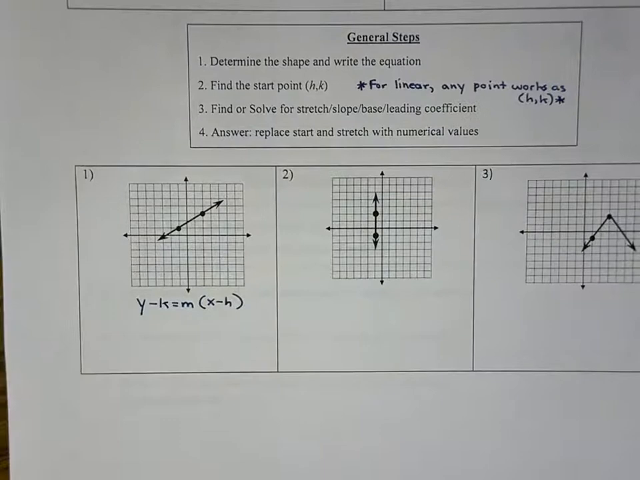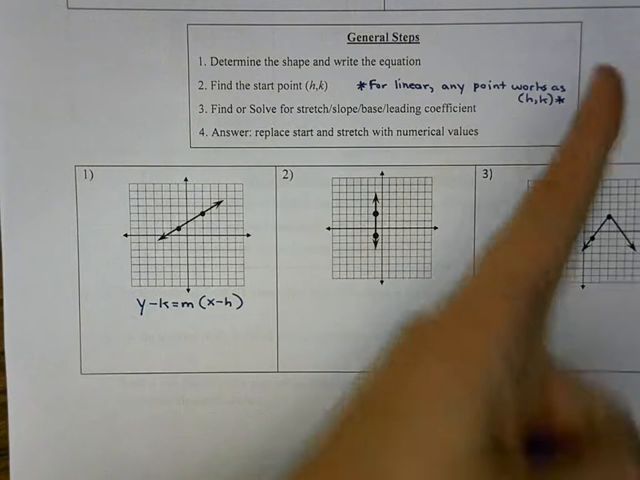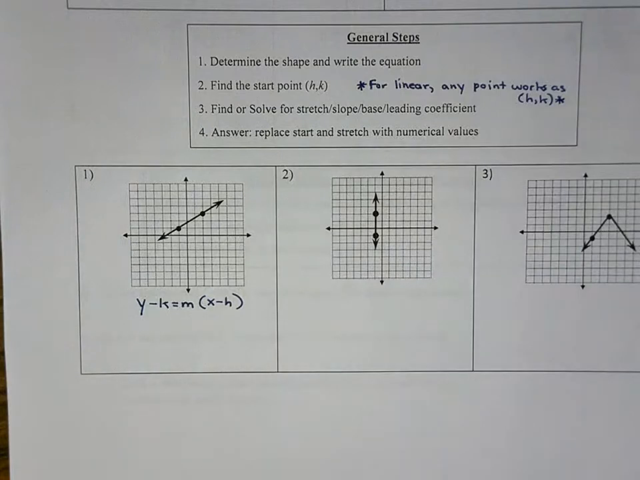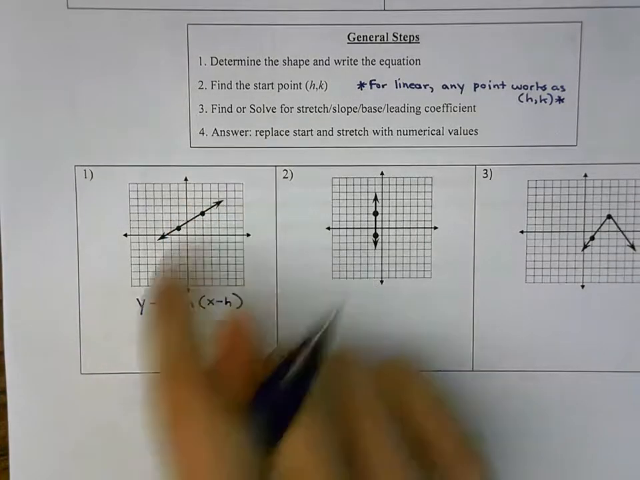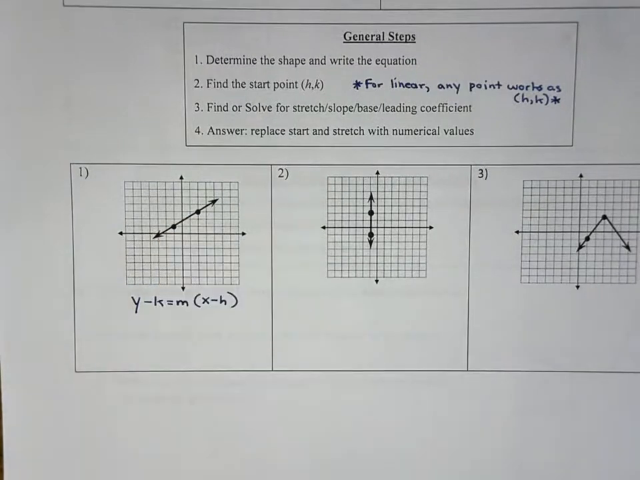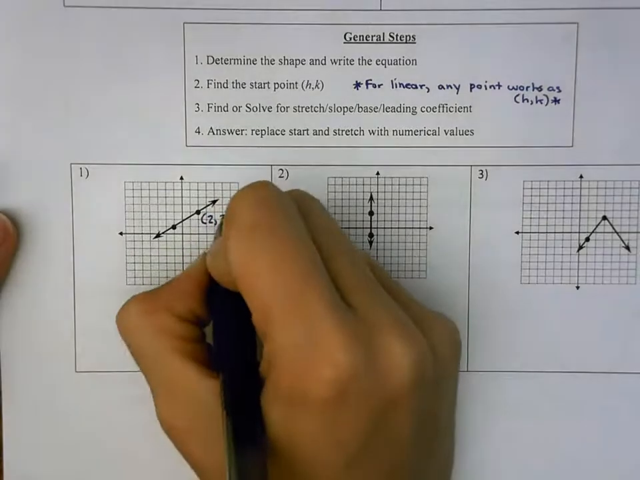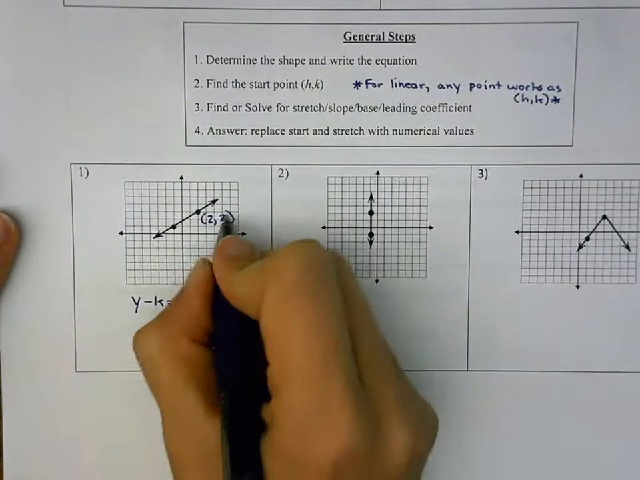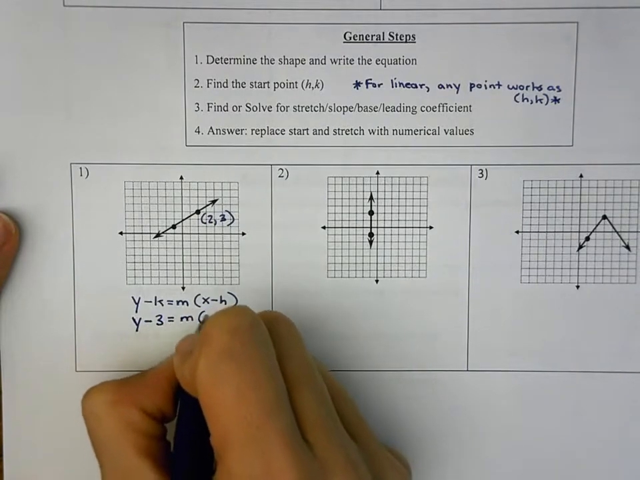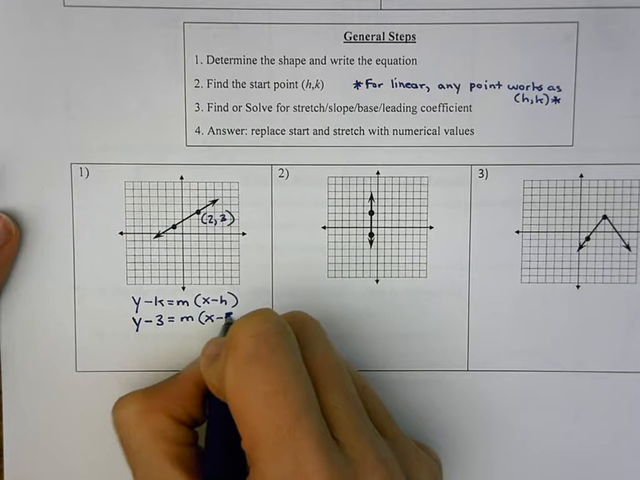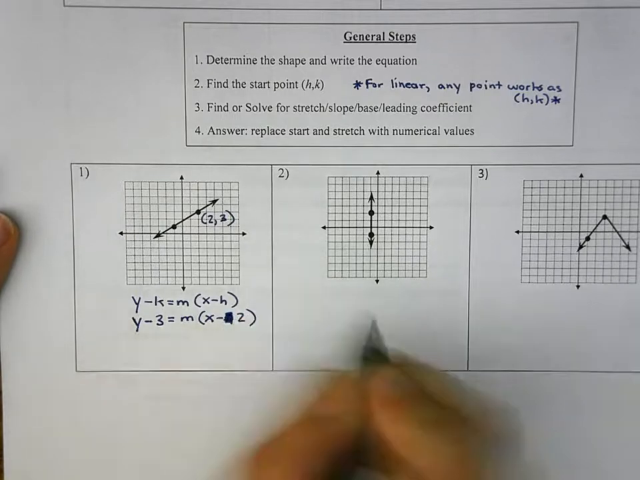Okay. Step 2, find your starting point, your HK. Remember that for a linear, any point works as HK. And so what would your HK be? Okay, well, your HK could actually be either one of these points, either (2, 3) or (-1, 1). They both work. They would both be correct. Okay, for me, I'm going to use the point (2, 3) as my HK. And so then I'm going to plug them in, right? My K is 3. My H, sorry about that, is 2, right?